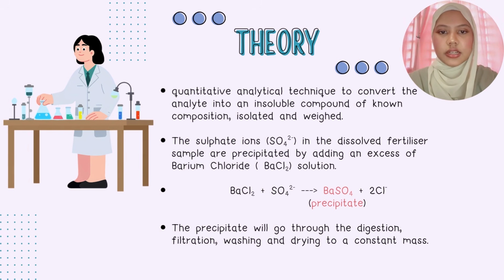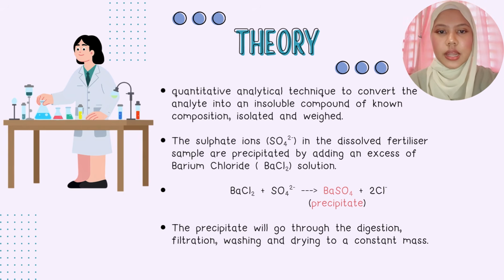To separate the sulfate ion, an excess of barium chloride is added. The sulfate ion reacts with barium chloride to form barium sulfate, which is a white insoluble precipitate. The chemical reaction is barium chloride reacts with iron sulfate to form barium sulfate and iron chloride. Since barium sulfate is insoluble in water, it precipitates out of the solution and can be collected.